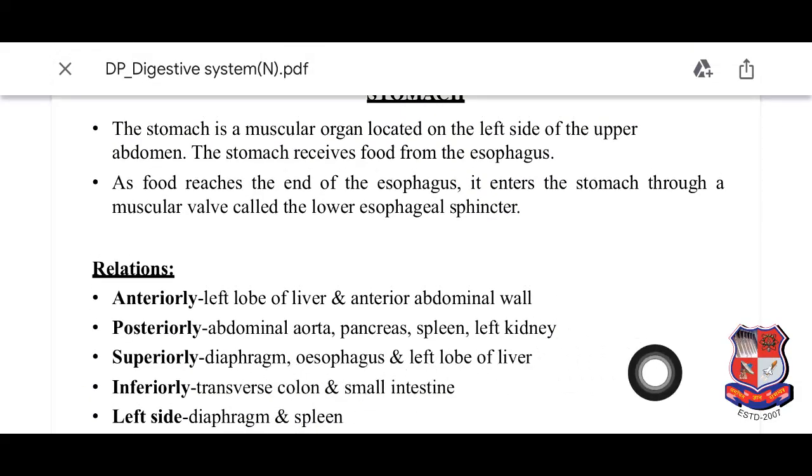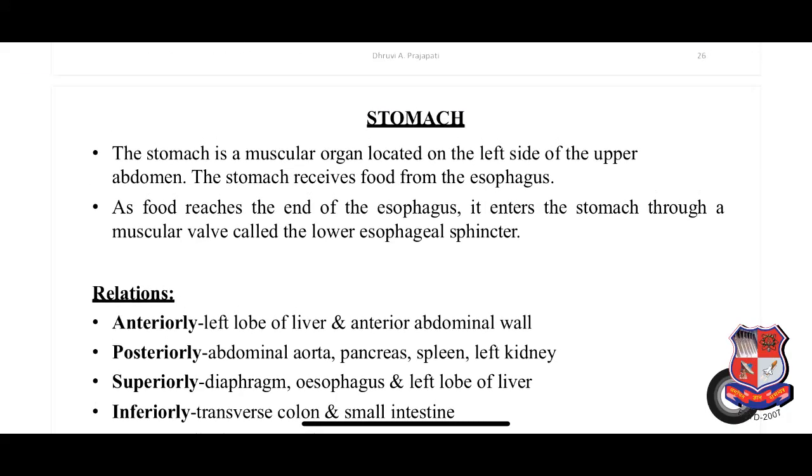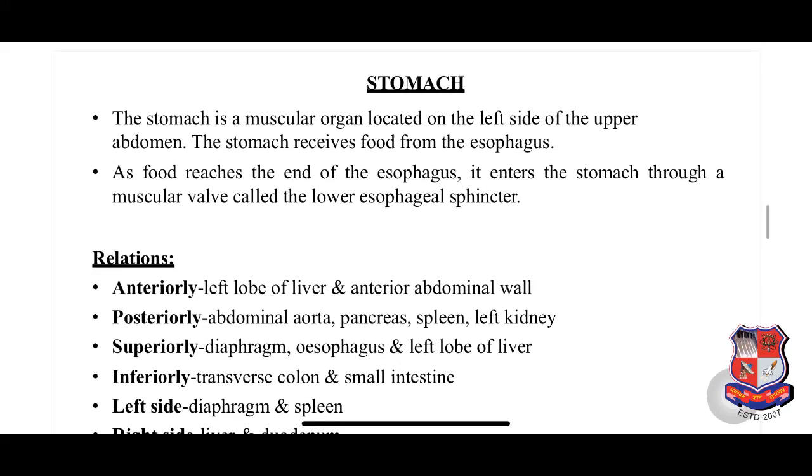Hello students, in the previous lecture we were talking about the anatomy of the digestive system and we had seen until the anatomy of the esophagus. Today we will see about the anatomy of the stomach and about the gastric secretion. First we will start with the anatomy of the stomach.